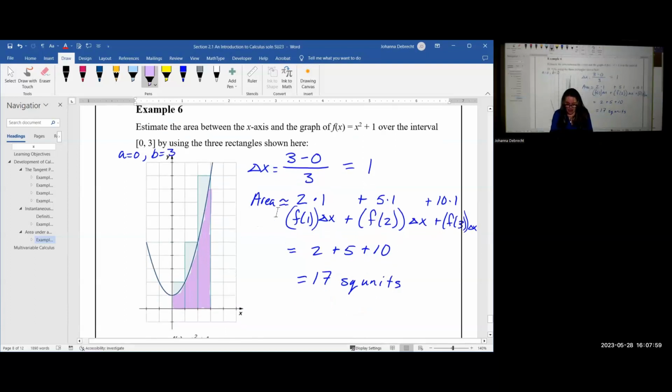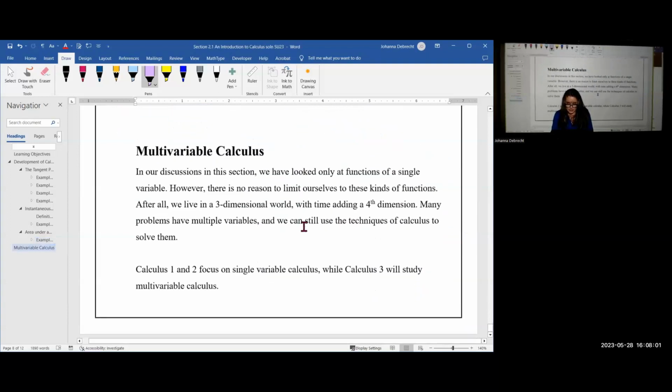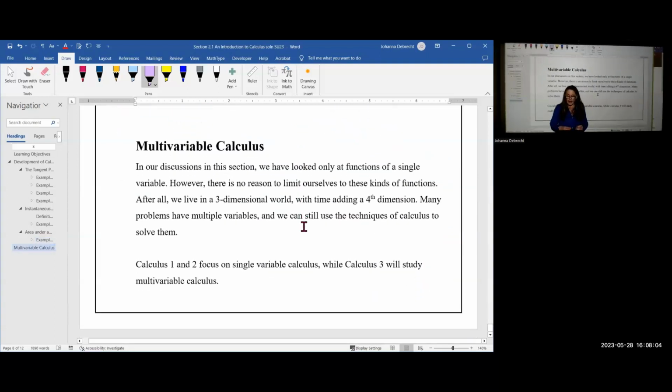Okay. Now, how does multivariable calculus come into this? In our discussions today, we've only looked at the change in a single variable, y, with respect to the change in another single variable, x. This is called single variable calculus. But we live in a three-dimensional world. All the graphs we looked at today were two-dimensional, but because we live in a three-dimensional world, we have to be able to describe it. So calculus can be expanded into multiple dimensions.